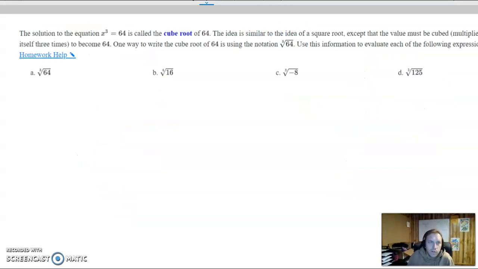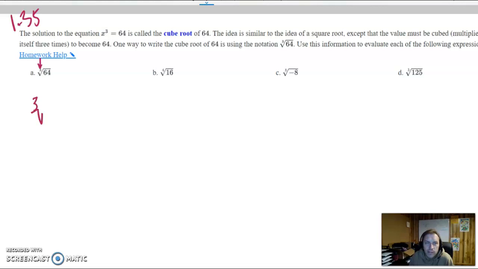This is question 1.35. So we're looking at the solution to the equation x cubed is 64. It's called the cubed root of 64. The idea is, I'm saying what times itself 3 times gives us 64.